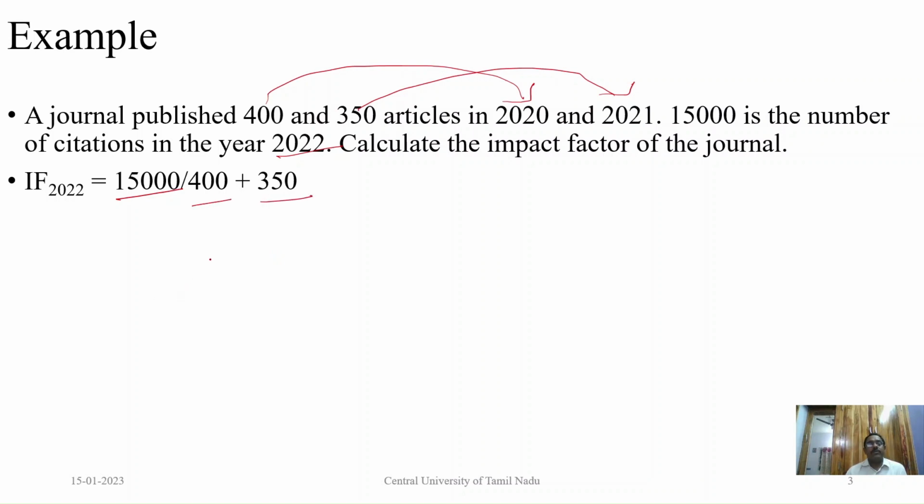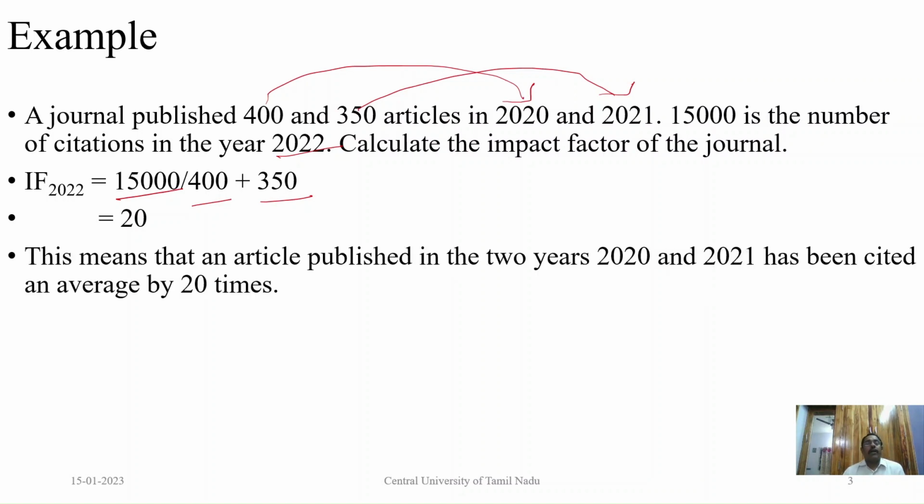Okay. So by solving this, impact factor is equal to 20, which means that on average, an article published in 2020 or 2021 would have been cited 20 times. So that is the meaning of the impact factor. If the impact factor is 400, it means an article published in the preceding 2 years would have been cited an average of 400 times. So if impact factor is more, the journal is read by many people and cited. That's like Nature. Nature is a widely cited journal.